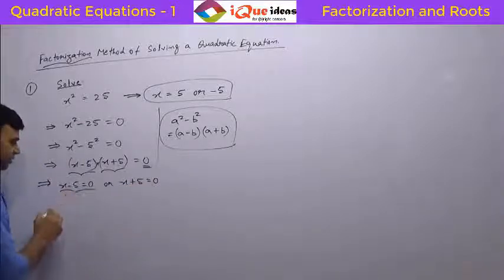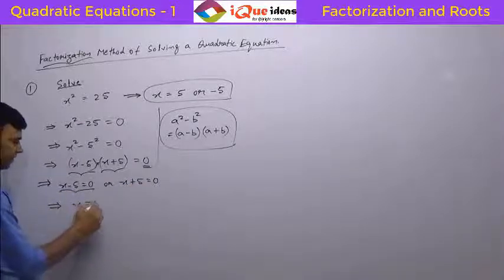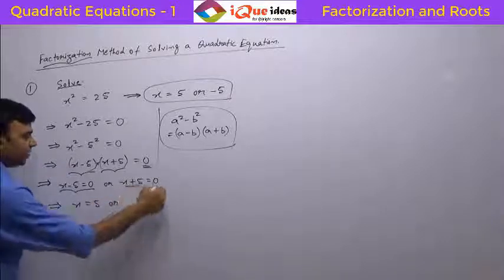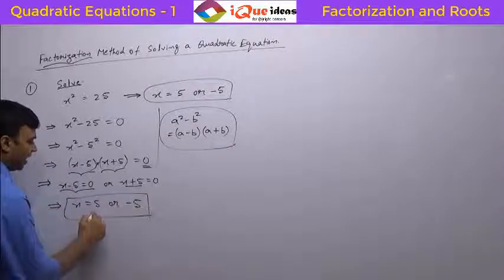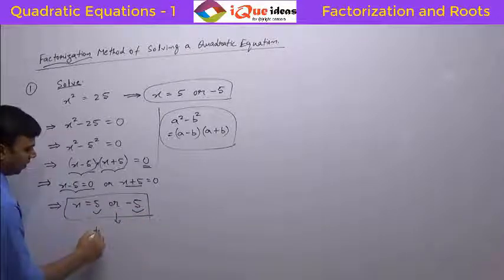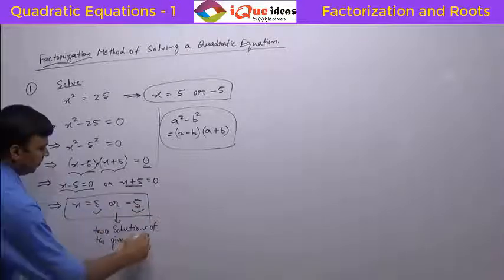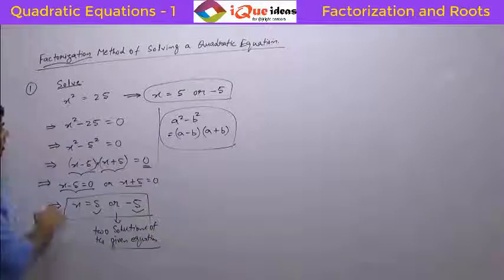From x minus 5 equal to 0, you can see that x is equal to 5. And for x plus 5 equal to 0, you can see that x is equal to minus 5. Right? So these are the two solutions of the given equation. Okay. Now, here it was very easy to factorize, right? Because it was simply a square minus b square format.